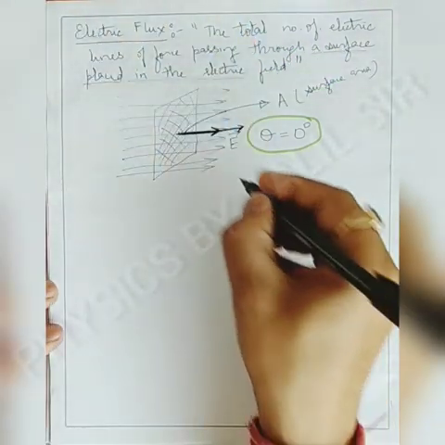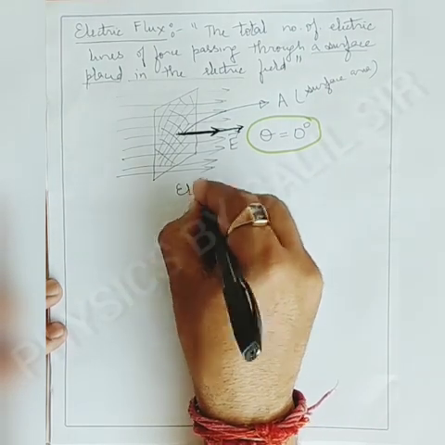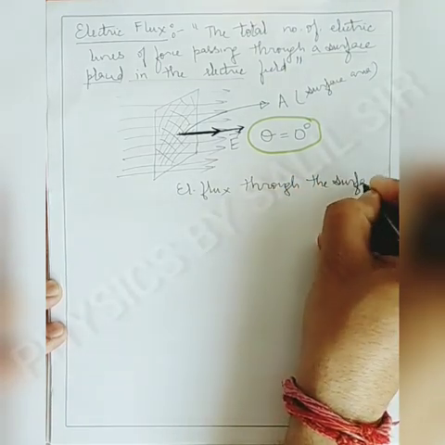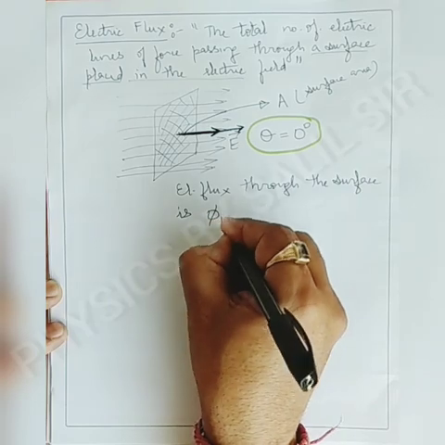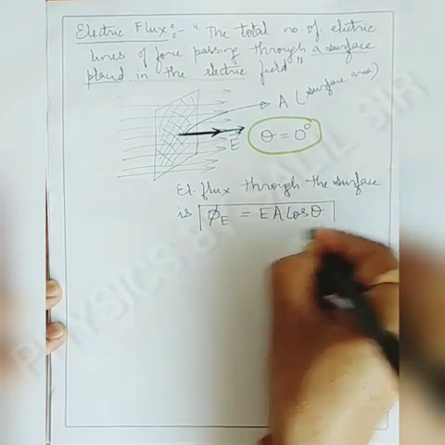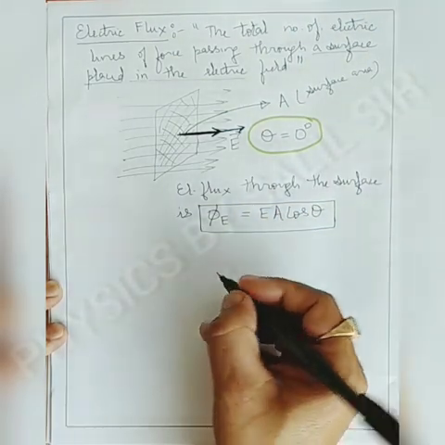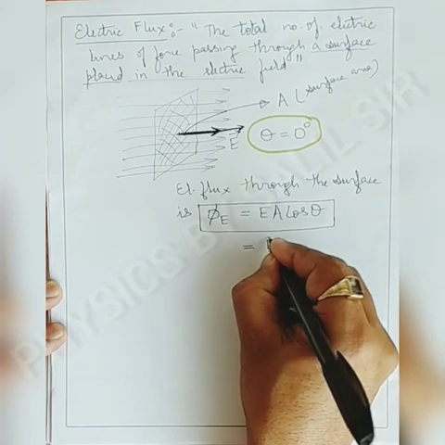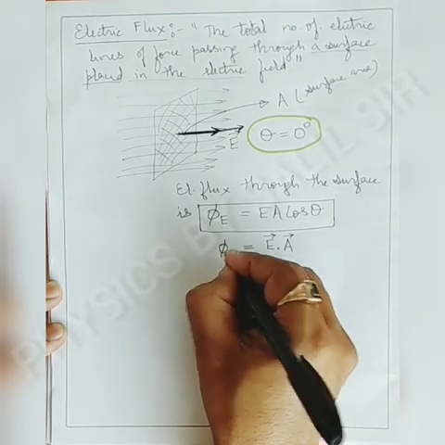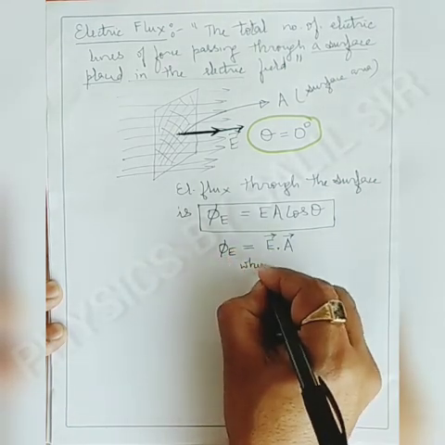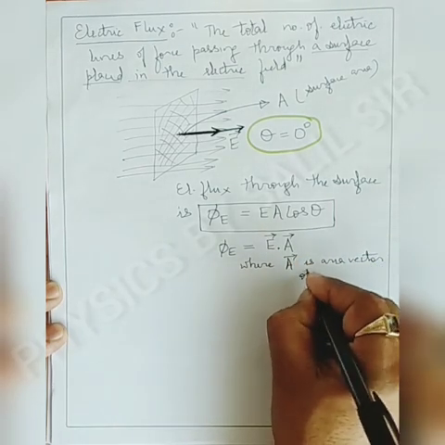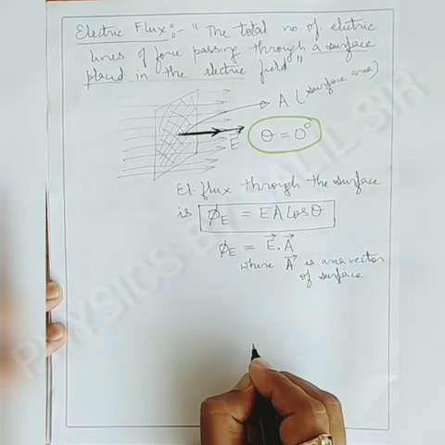So the electric flux through the surface is represented by phi E. It is equal to EA cos theta. This is the basic formula for calculating the flux. In dot product, in vector form, we can represent it like this: phi E is equal to vector E dot vector A, where vector A is the area vector of the surface.